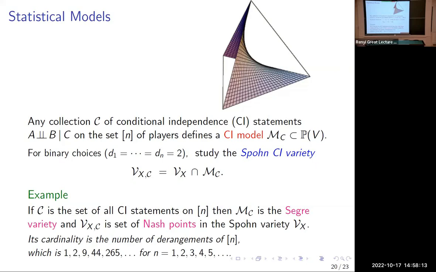It's kind of fun, actually. I mentioned earlier that counting the number of Nash equilibria is a nice mixed volume calculation for binary games, and I'm going to assume for the rest of the talk that the game is binary. The expected number of Nash equilibria is the number of derangements: 1, 2, 9, 44. What's the probability of getting your hat back at the hat check? Although most young people these days don't wear hats when they go out.